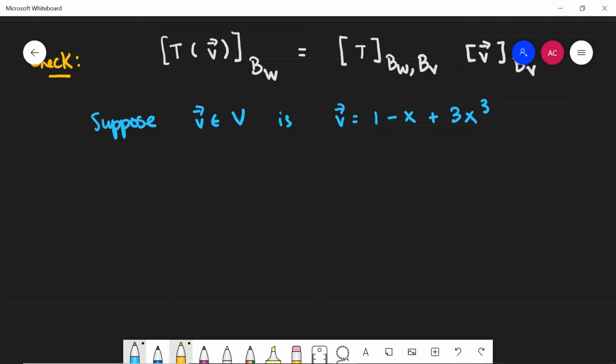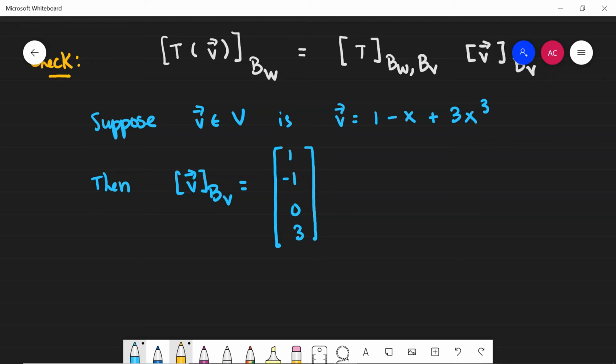So the first thing that I'd like to do is probably take the coordinate vector of v, with respect to the basis for V, of course. Now this is simple to compute because I'm just taking the standard basis. The coordinate vector is going to be 1, negative 1, 0, 3.